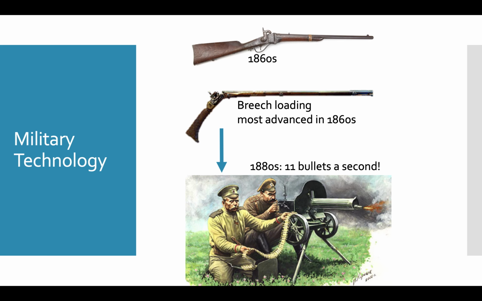Military technology. This is a broader category than what we have in the image here, but let's just focus at the image at first. So in the 1860s, around the time of the American Civil War, the most advanced rifle technology is breech loading. But if you've ever seen a Civil War movie or documentary, you know that most of it is muzzle loading. So you put the ball and the wadding and the gunpowder down the tube, and then you ram it with a rod, and then you fire it. It's a slow process. It takes a long time to fire a bullet.